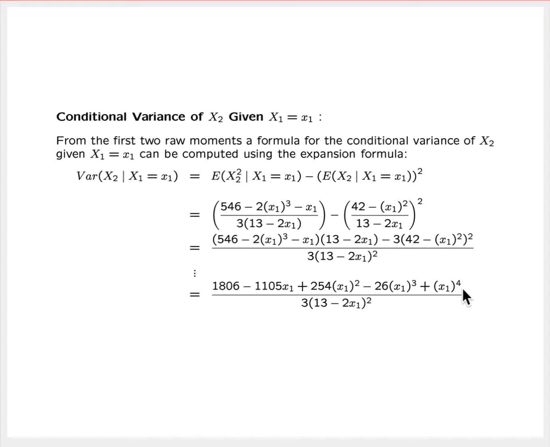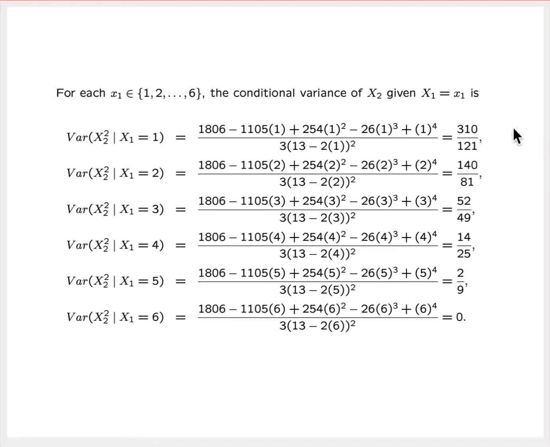And then once we have the first two raw moments of the conditional distribution of x2 given x1, we can come up with a nice formula for the conditional variance of x2 given x1. All right, so I'm not going to read that off, but you can see it there. And then once we evaluate that at each value of x1 ranging from 1 to 6, we get the conditional variance of x2.